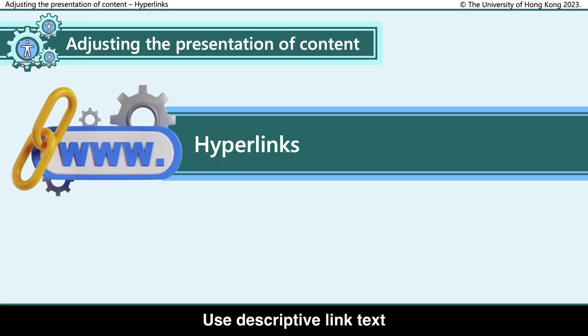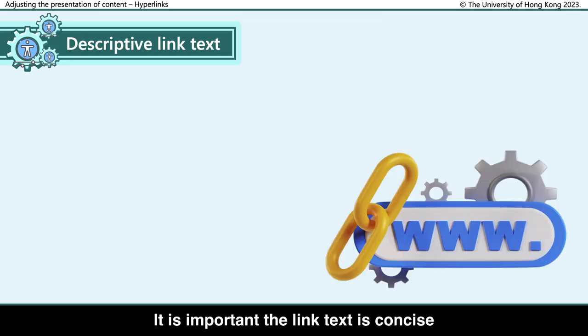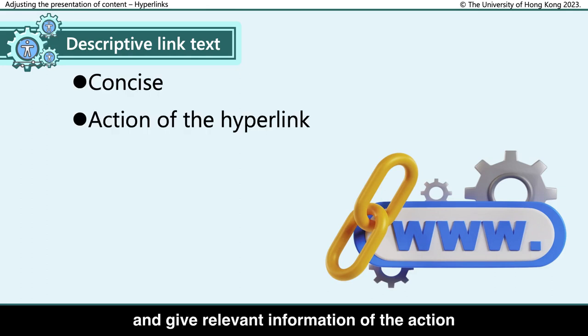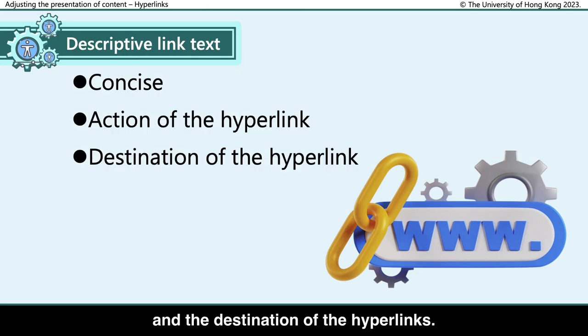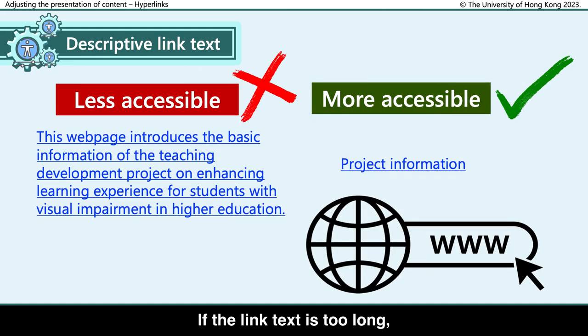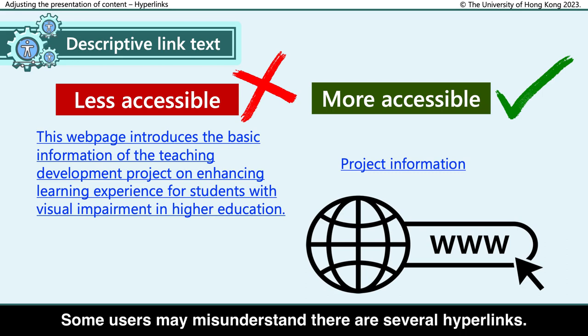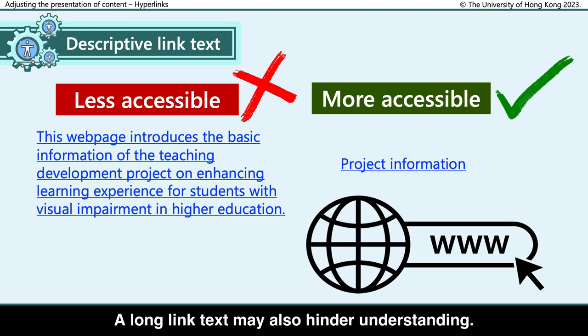Use descriptive link text to enhance the accessibility of hyperlinks. It is important that the link text is concise and gives relevant information of the action and the destination of the hyperlinks. Use concise link text. If the link text is too long, it may visually appear to break across separate lines. Some users may misunderstand that there are several hyperlinks. A long link text may also hinder understanding.